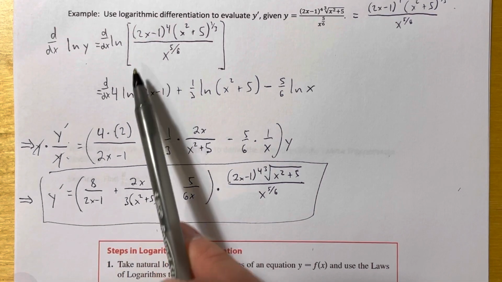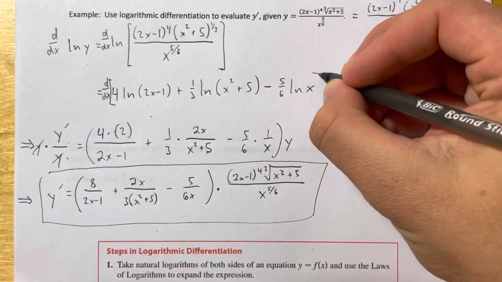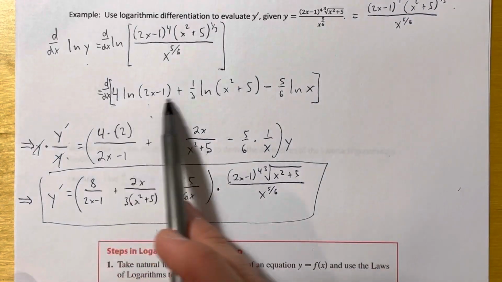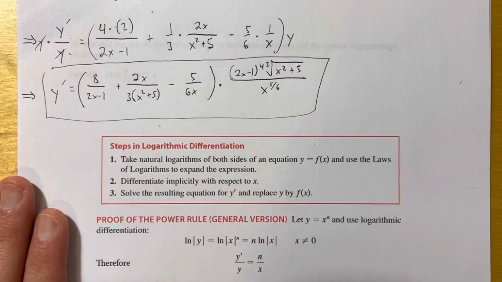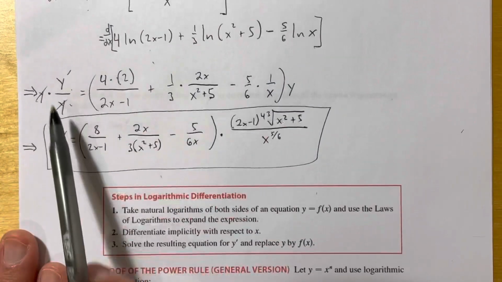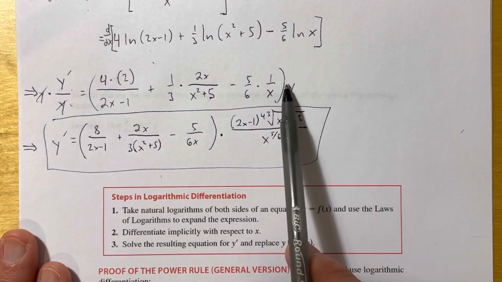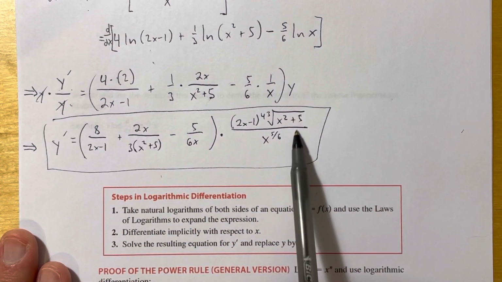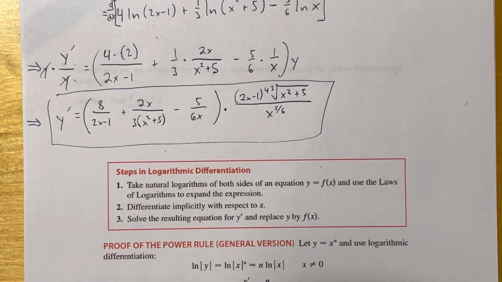So once you have decomposed that, I should actually do this. I should put square brackets around that. Once you've decomposed that into these little pieces, it's easier to differentiate. Then finally, because my left-hand side is not y prime, but y prime over y, we multiply both sides by y and replace that y with the original function. Okay, that's called logarithmic differentiation.